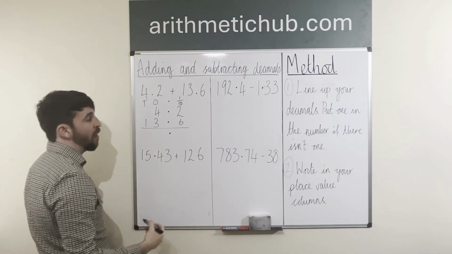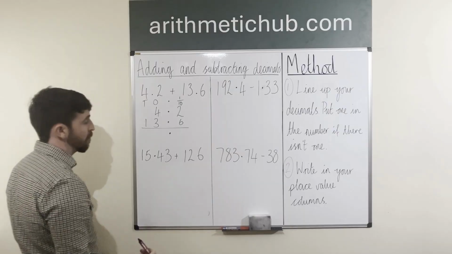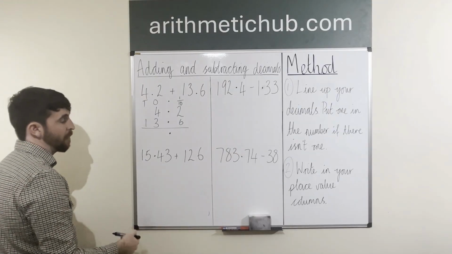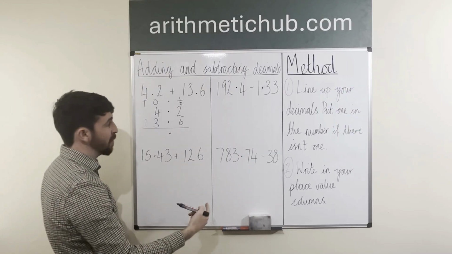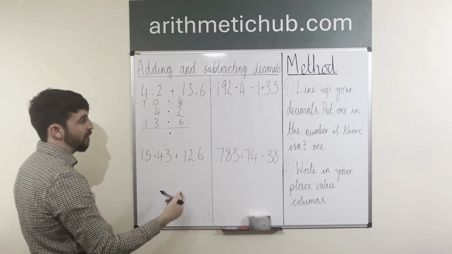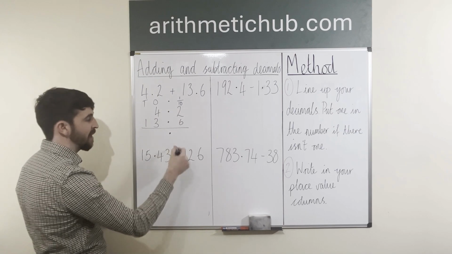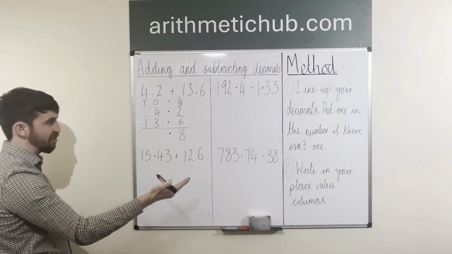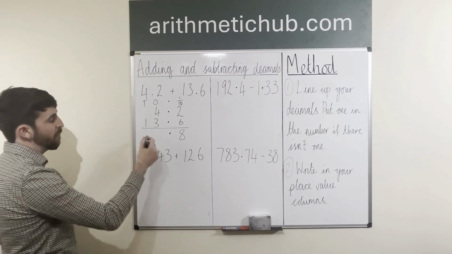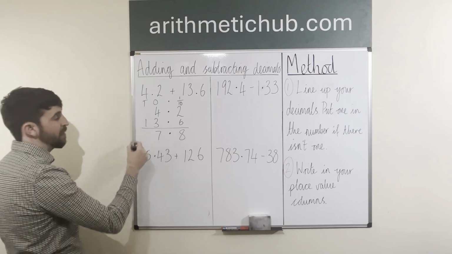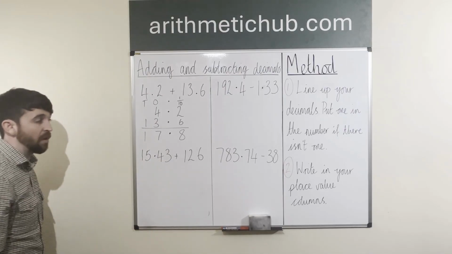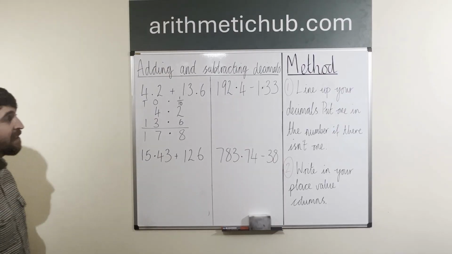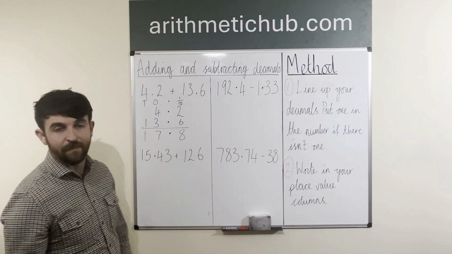Okay, now we start from the lowest place value column. So if we were doing it with whole numbers, we'd start from our ones. Here, our lowest value column is the tenths. So we're going to start from the tenths. So we've got 2 tenths add 6 tenths is going to give us 8 tenths. Decimal just stays the same. The ones column, 4 add 3 is going to give us 7, and the tens column, 1 add nothing is going to give us 1. So our answer would be 17.8.